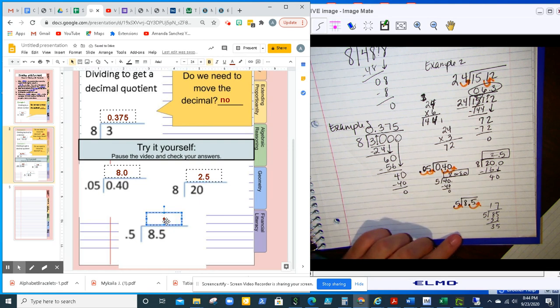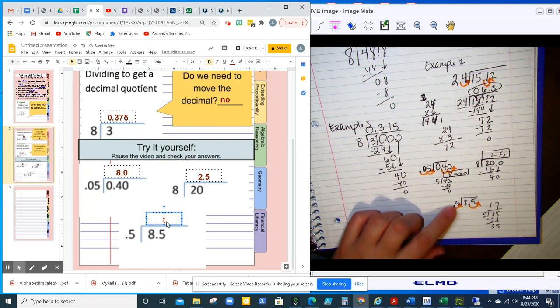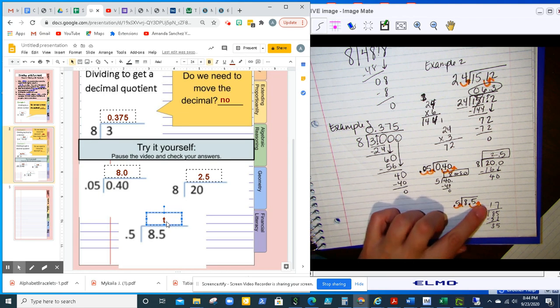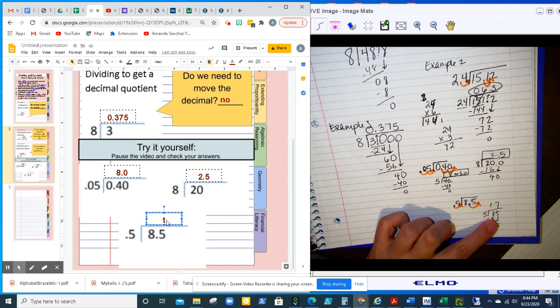And then the very last one, you do need to move the decimal one value over to the right, and you have to do the same thing to the inside. So it ends up being 85 divided by 5, and the answer would be a whole number, which is 17.